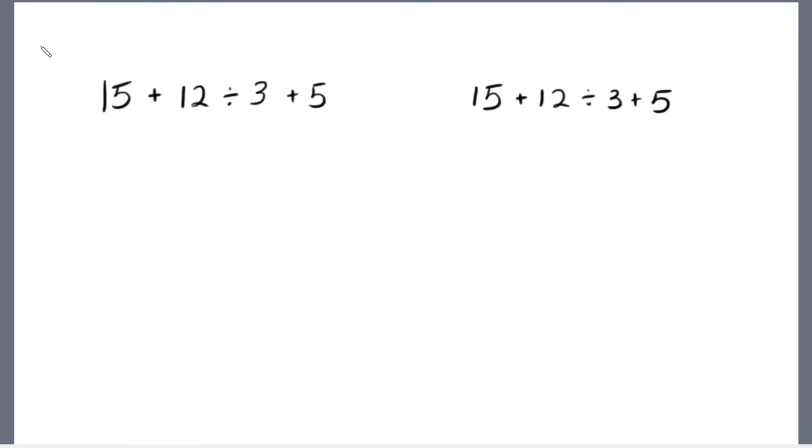Yesterday's solve and share was about Jordan and Annika, and they worked on a problem: 15 plus 12 divided by 3 plus 5. And I'm going to write it a second time to the right of it because I want you guys to see what's going to happen. So Annika says 24. And Jordan said that it's equal to 14.